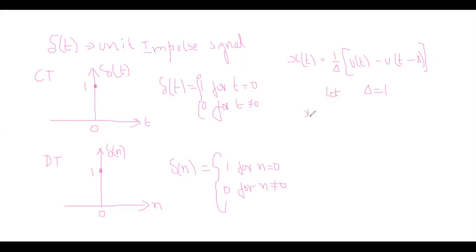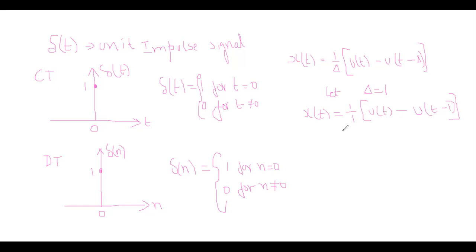What is the x(t)? x(t) is equal to (1/Δ), that is 1/1, [μ(t) − μ(t − 1)]. Okay, my dear students, please listen here. And 1/1, the μ(t) minus μ(t − 1).